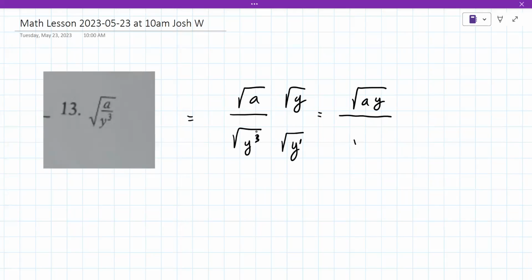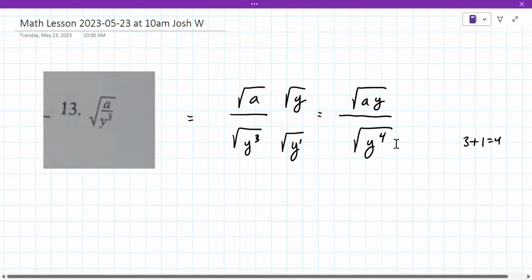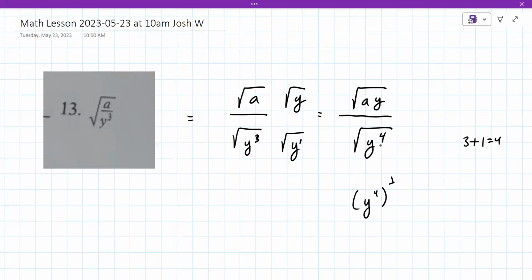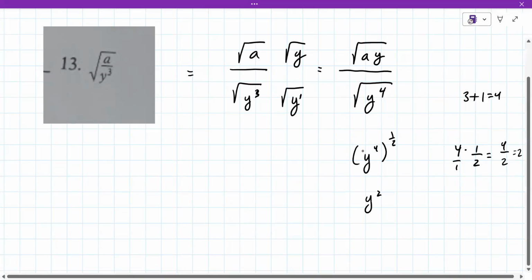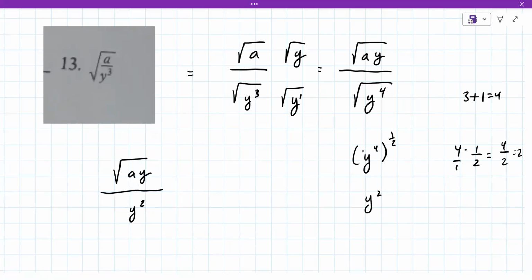The bottom is the square root of y to the power of 4, and the reason it's the power of 4 is because 3 plus 1 equals 4. You add the exponents. Maybe you remember that from an earlier lesson we did. Now the bottom here, whenever you have a square root, it's like to the 1/2 power. So this bottom is really y to the 4th, to the 1/2 power, and you end up multiplying the exponents. So 4 times 1/2 is 2. So the bottom really is y squared. So your net result is square root of a times y over y squared.